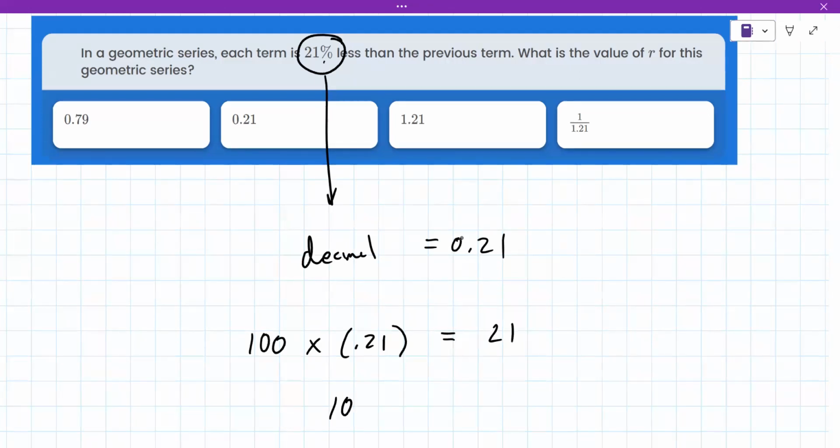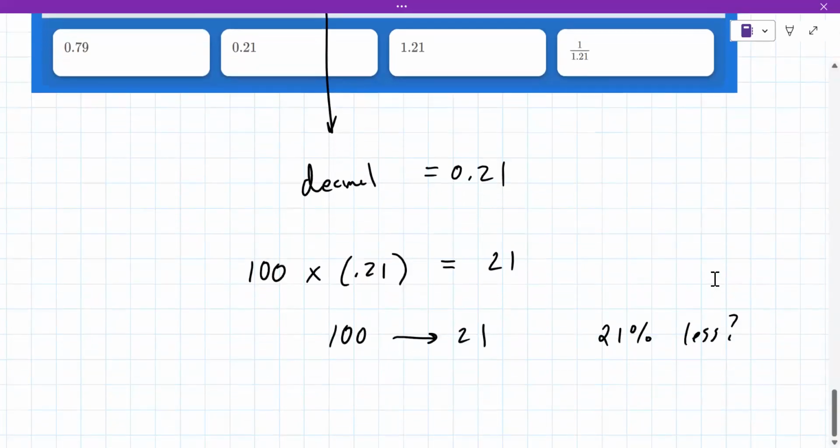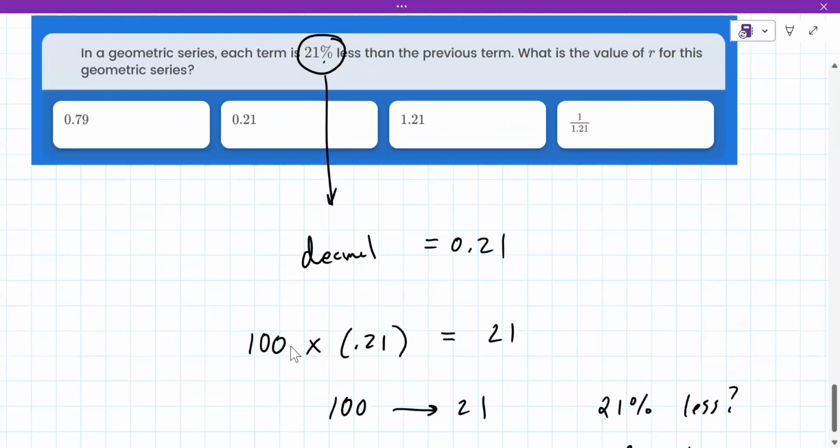Now, is 100 to 21 really 21% less? No, it is not. It's actually 79% less. Really? Yes. Oh, that's cool. Okay. Here's what I'm gonna tell you. This is not the correct answer. You've got to decide between the other three which one it could be.